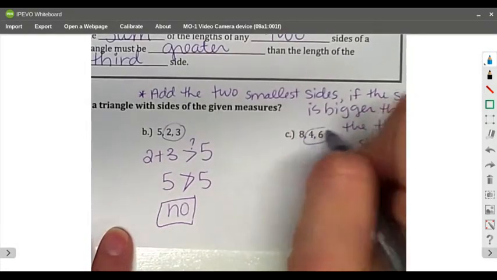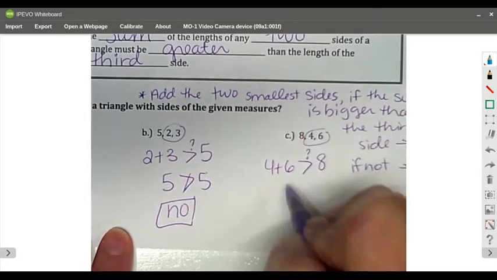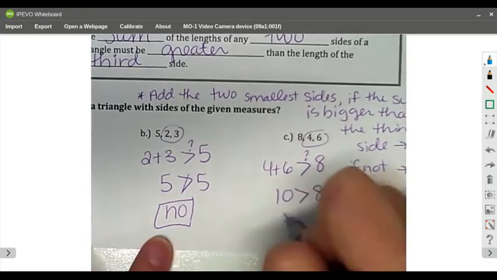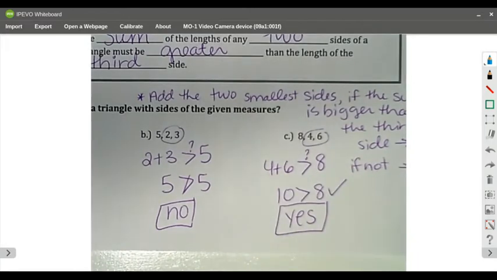8, 4, and 6. So 4 and 6 are the two smaller ones. So 4 plus 6, is that bigger than 8? 4 plus 6 is 10, which is bigger than 8. So there's our first yes. So it's pretty easy. That's the first part, triangle inequality theorem, determining if three side lengths would make a triangle.